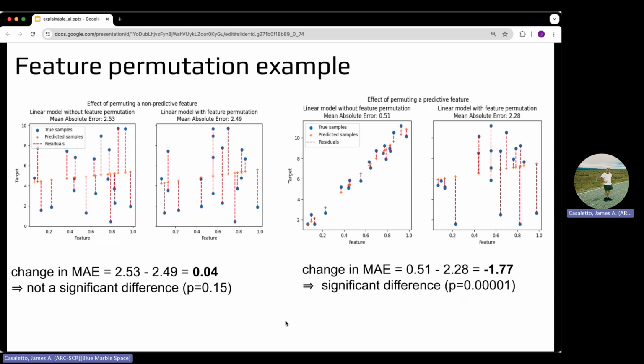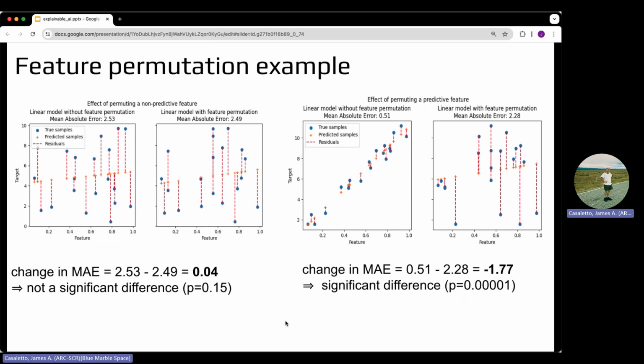The change in model performance, here we're using mean absolute error, is 2.53 minus 2.49, or 0.04. This 0.04 residual is not statistically significant. The p-value is 0.15. We're looking for anything below 0.05. From this, we interpret that the feature we permuted is not important in the overall model predictions.